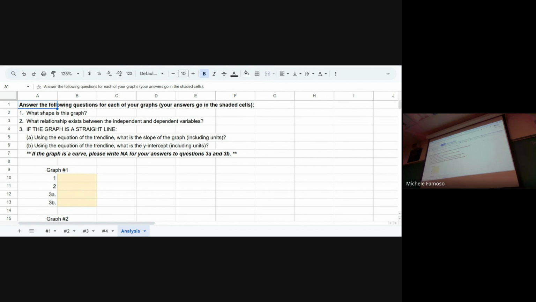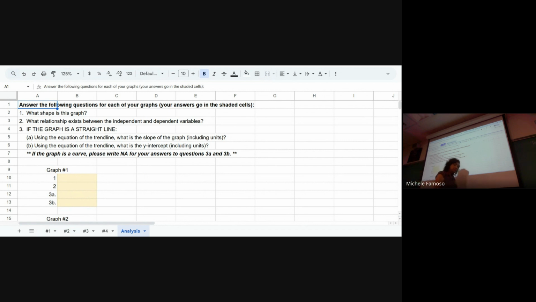Just like we did with the example, right? On that Google Sheets graphing practice we just did, you put NA if this question does not apply. If it's a line, I want you to tell me what the slope of that graph was with the units, just like we did on our practice. If it was a line, I also want you to tell me what was the y-intercept with the units. I don't need you to rewrite the equation for it, though. So basically, we're doing what we just practiced, but not writing the equation for the line.